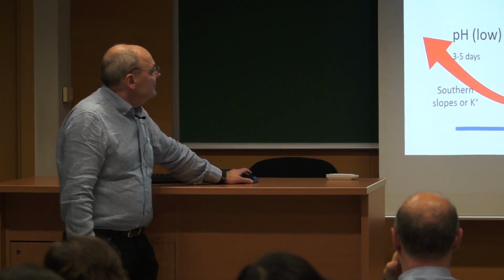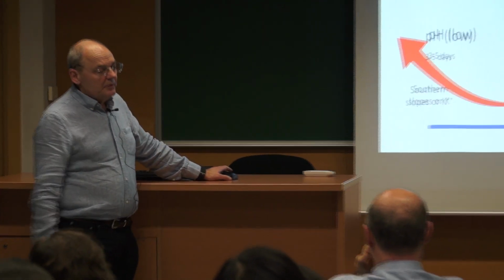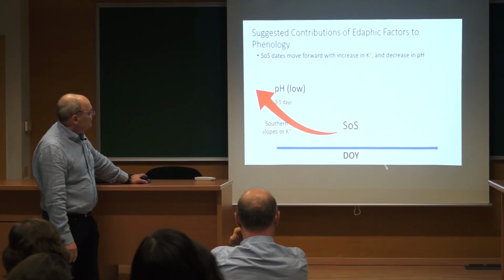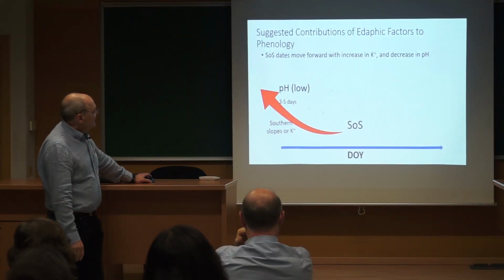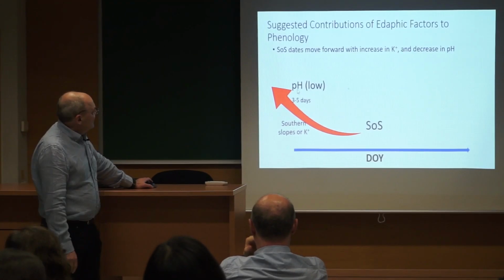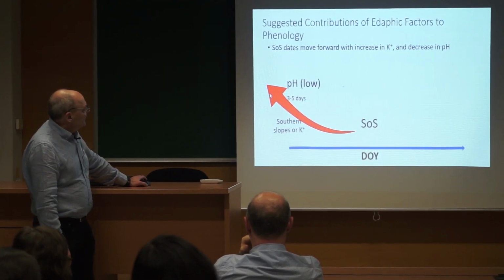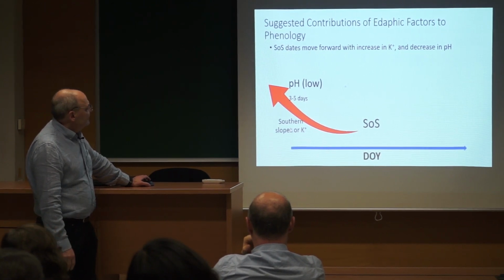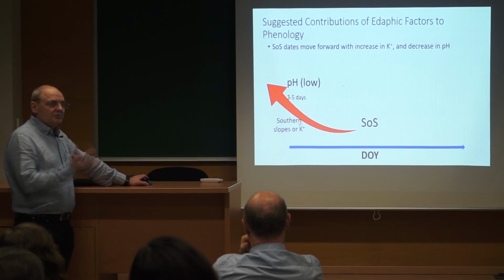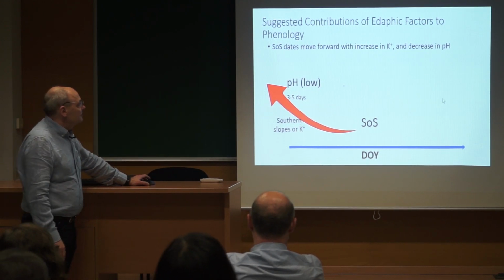So this is the summary of what we knew before our work. This is the day of the year, this is the start of the season. So we know that low pH, at least in two works, was affiliated with the early start of the season, and also southern exposure or high potassium concentration seems to be also contributing to early spring.